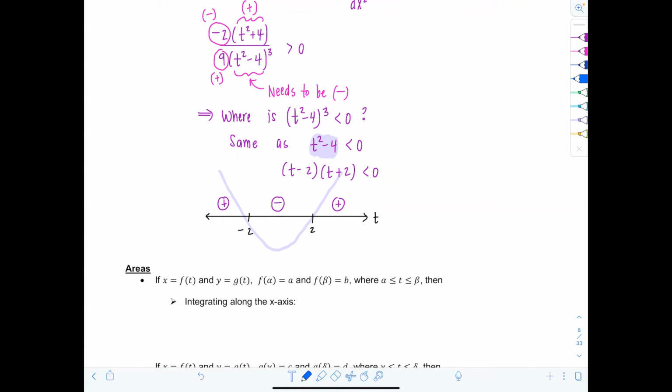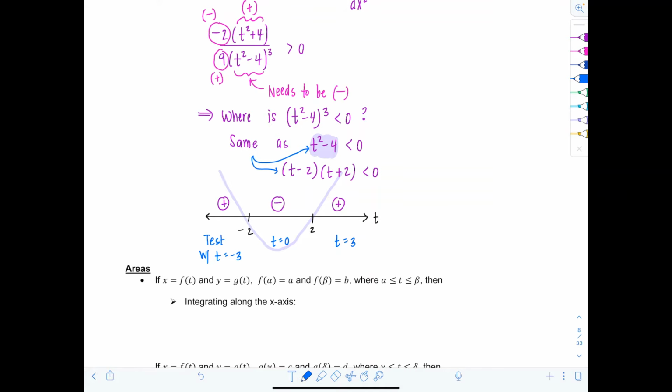So from negative infinity to negative 2, you could test with t equals negative 3. And you could test it in here or the factored form. And you could see, oh, you would get a positive value. And then here you could test maybe with 0 and then test with 3, either way, okay?